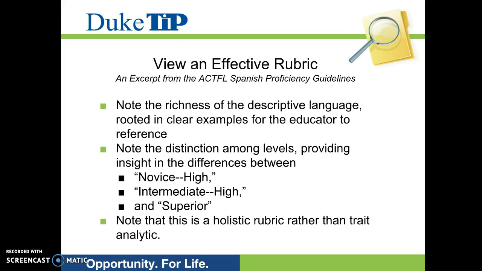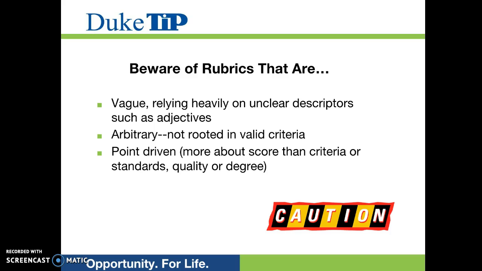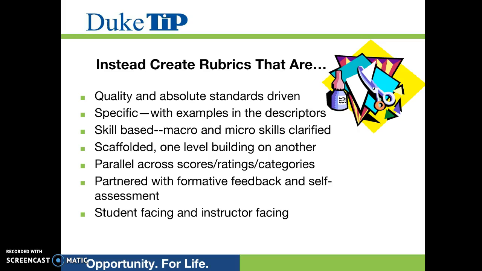So one effective rubric you can take a look at after this presentation is over is a richly descriptive, holistic rubric that talks about the novice versus intermediate performances and superior performances of students who are showing Spanish proficiency. Now again, this is holistic and not analytic. We'll clarify that difference. In general, when you're building a rubric, you don't want it to be vague with unclear descriptors, too many adjectives. It should not be arbitrary. It should be rooted in what's considered valid criteria for your discipline. And it should not be all about checking off and getting points, or more about score than the actual qualitative standard or degree that you're looking for. So create a rubric that's quality driven.